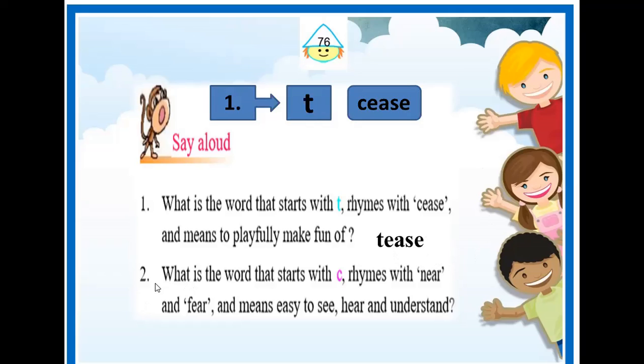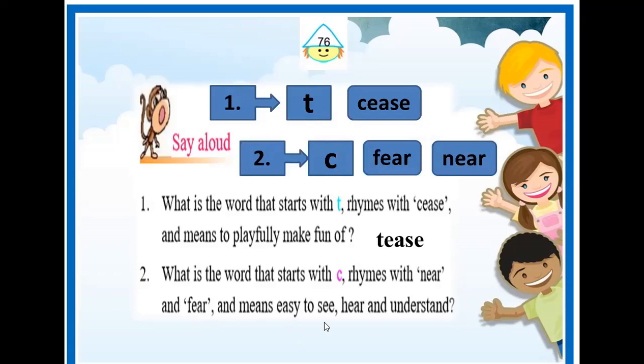Moving on to the second riddle, what is the word that starts with C, rhymes with near and fear, and means easy to see, hear and understand? What could be the answer here, children? Very good. The word is clear. So the word clear starts with the letter C and it rhymes with the words fear and near.